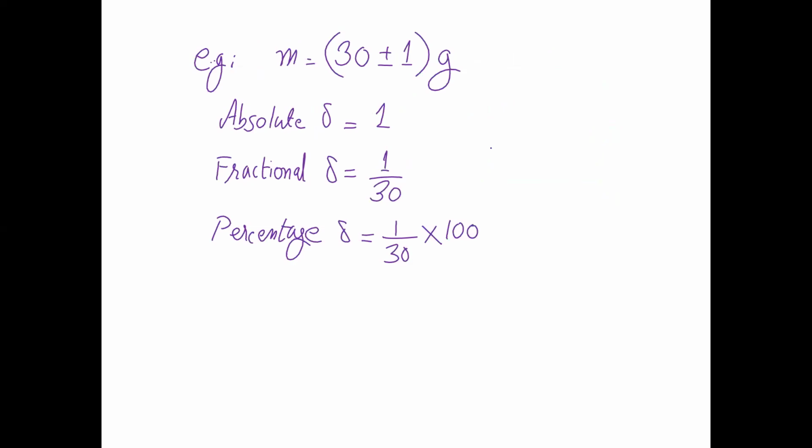Look at this example: 30 plus minus 1. My 1 is the uncertainty.